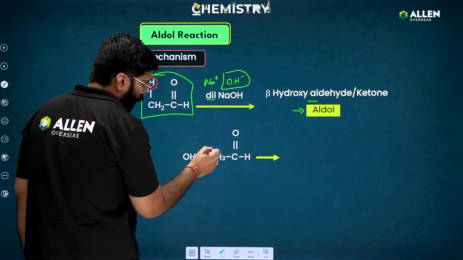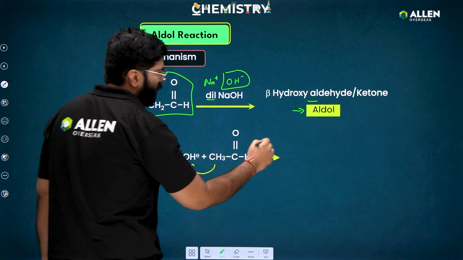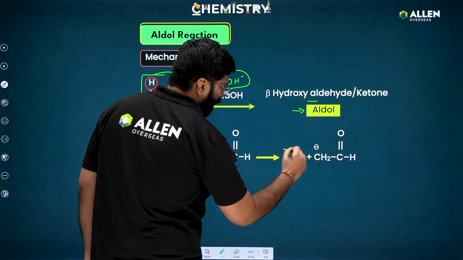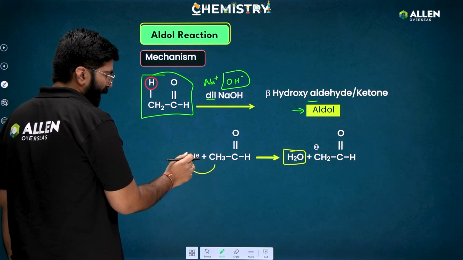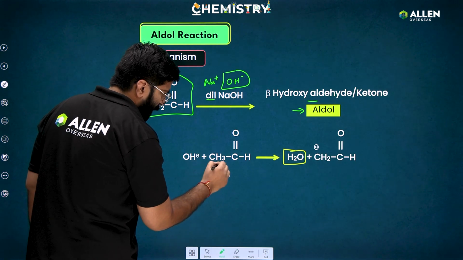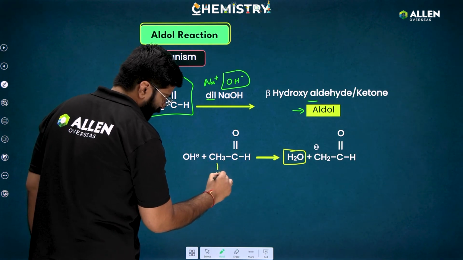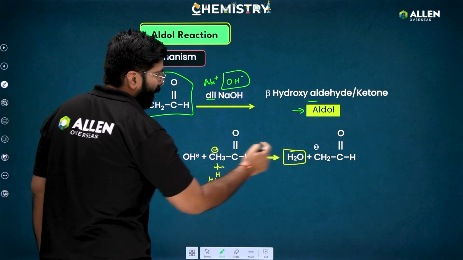What is going to happen? From here, one hydrogen will be released and given to this, and H2O will be produced. Can you see? H2O is produced because one hydrogen goes from here to here. Firstly, the hydrogen is released, this bond is going to break, and there will be an H plus and an ion produced like this.